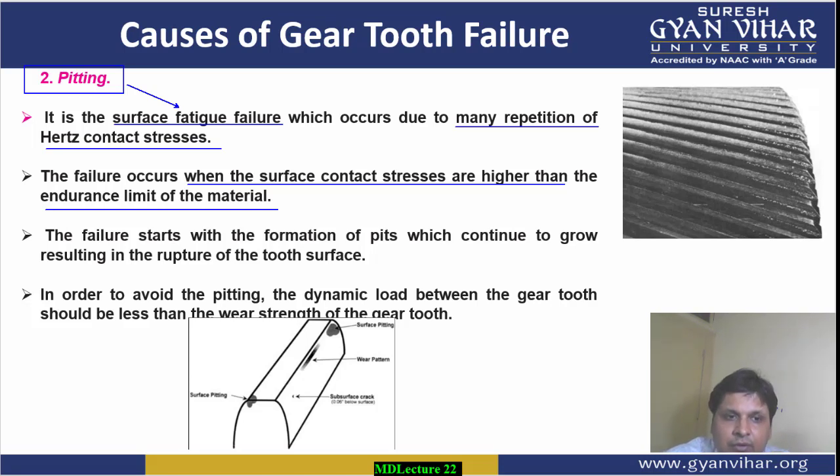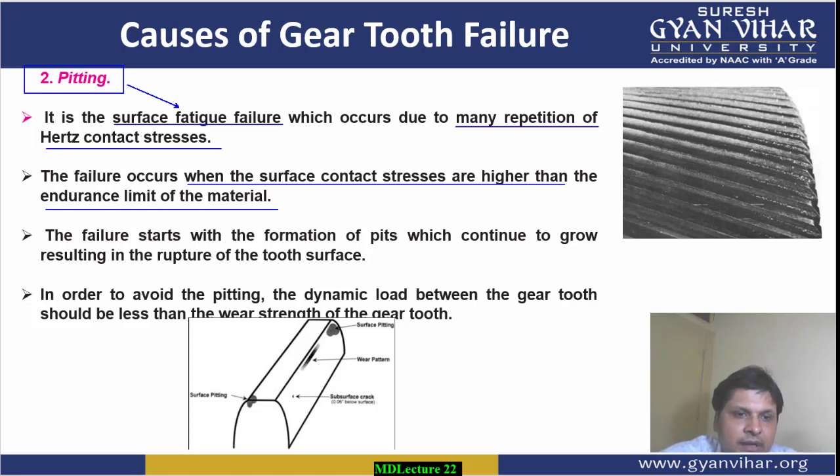Endurance limit, you all know what the endurance limit is. If a material can sustain 10 to the power 6 number of cycles, then the value of the stress at that time is known as the endurance stress. That is the endurance limit of the material. All right, so if the contact stresses which are acting are greater than the endurance limit of the material, then pitting occurs.